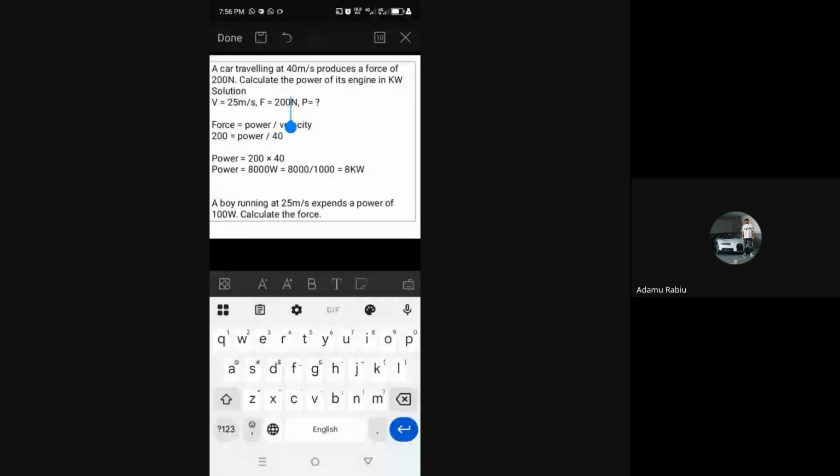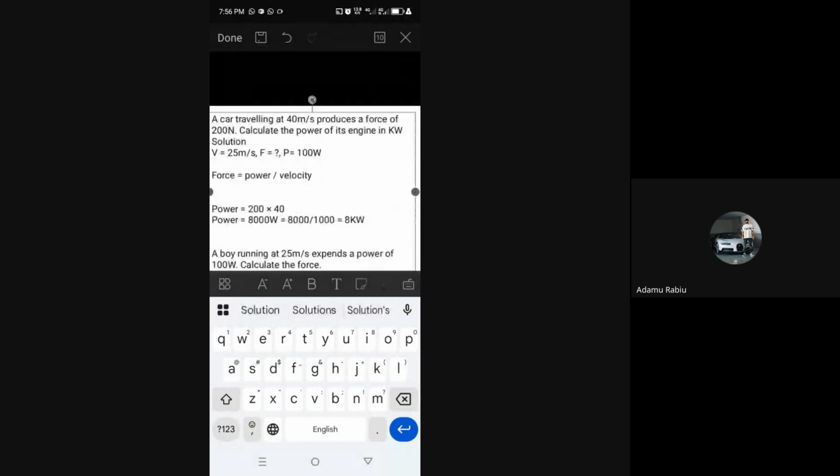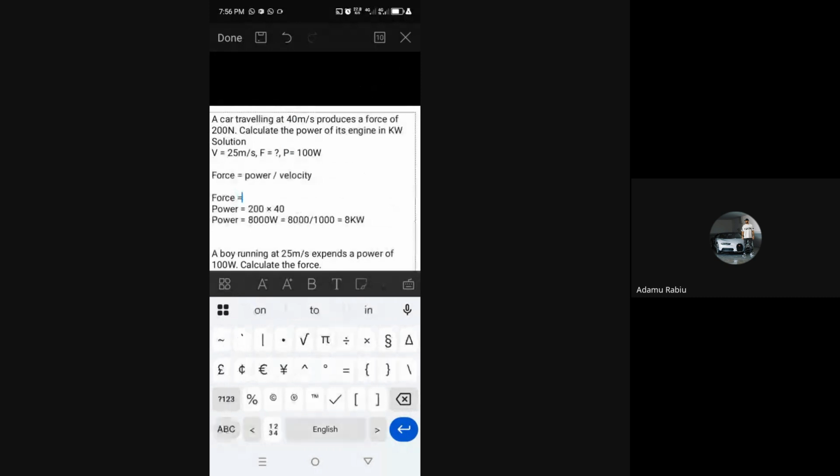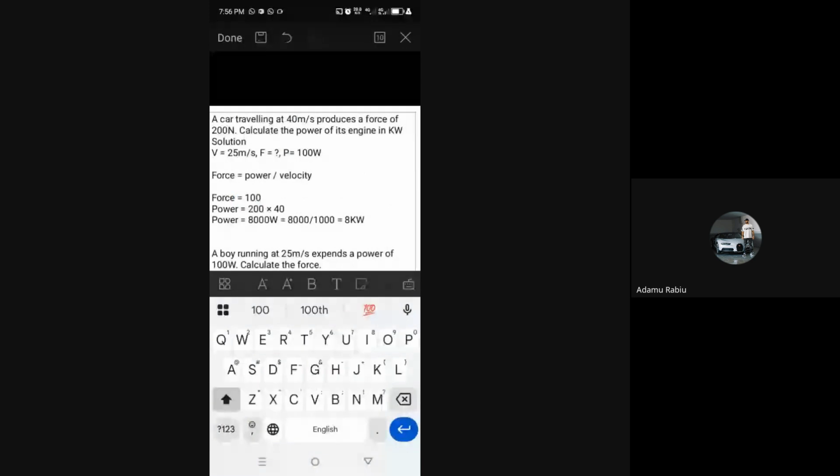Then you are not given force. Force is unknown, is the one you are asked to calculate. Force is unknown, but you are given power as 100 watts. And force is power over velocity. We have already used that relationship before. Force is power over velocity. So force is equal to 100 watts, so 100 divided by velocity.